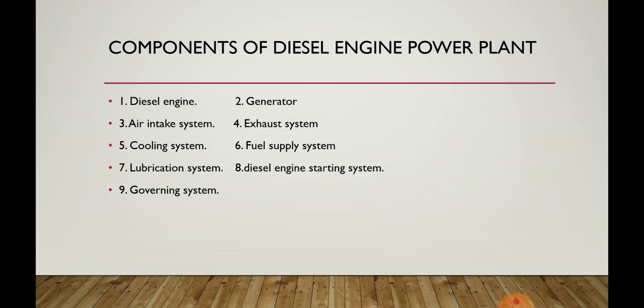The next one is the air intake system. The air required for the combustion of fuel inside the diesel engine cylinder is drawn through the air filter, and the purpose of the filter is to remove dust from the atmospheric air. The next is the exhaust system. This system leads the exhaust gases out of the engine and discharges them into the atmosphere. The exhaust gases coming out of the engine are very noisy, so to reduce the noise, a silencer is used. Sometimes a catalytic converter is also used to keep the emission within the prescribed limit.